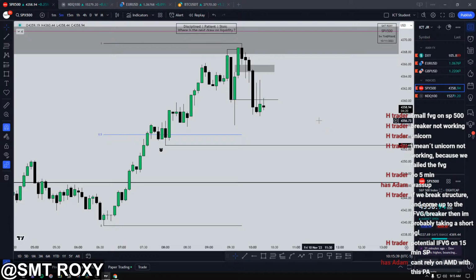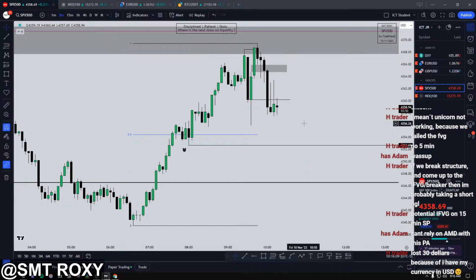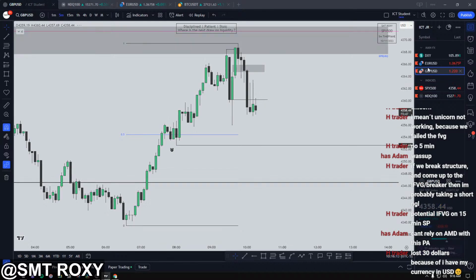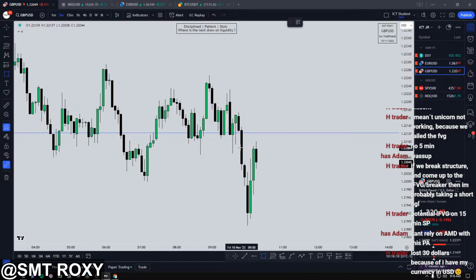Just watching price action. Let's see if we can start dropping here. Probably. I guess the macro ended this candle, 9:50 to 10:10. That was during the news though. This is the silver bullet hour. So I lost $30 because I have my currency in USD. Damn.